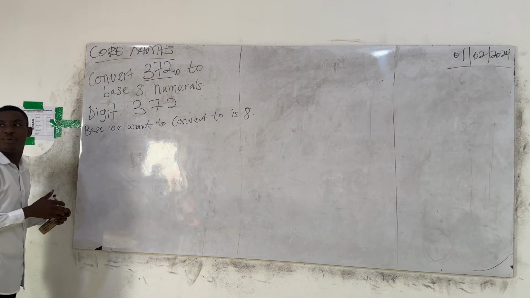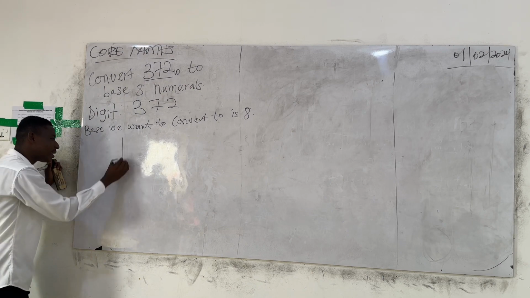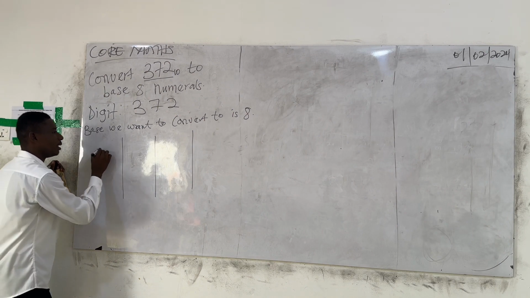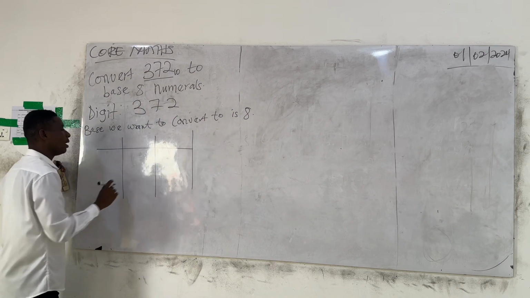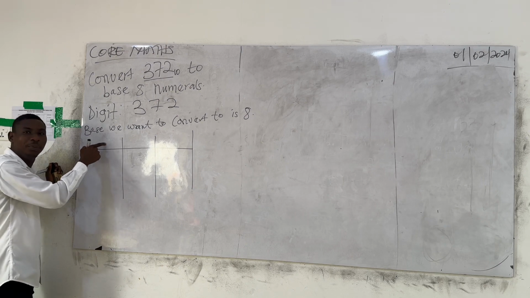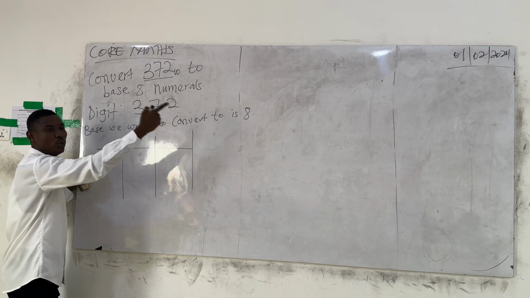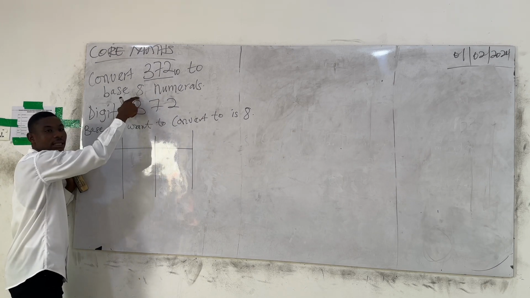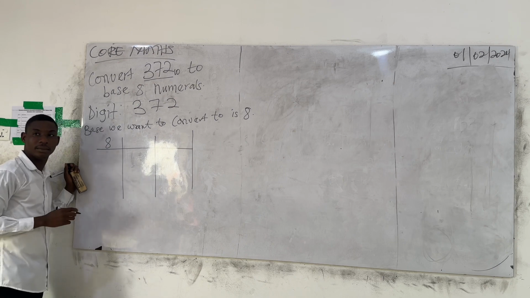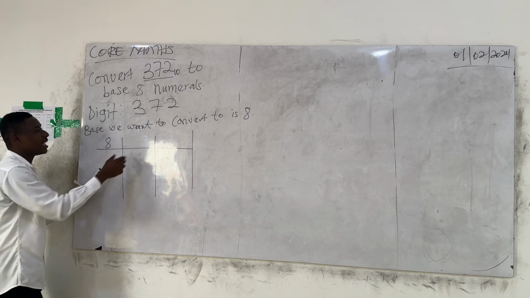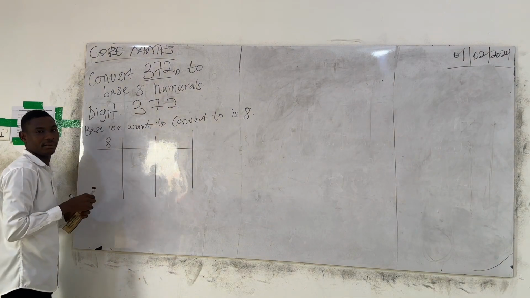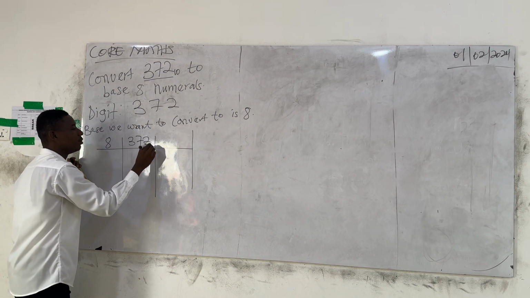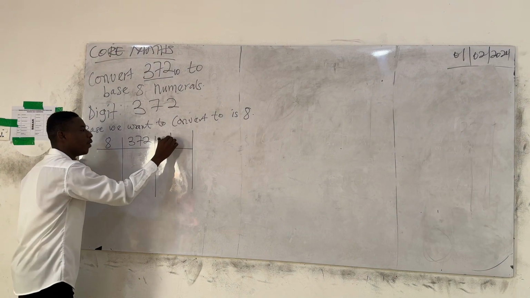Now you move to step 2. Step 2, you have to create a column, 3 columns. So this is my 3 columns. Now the first column should be the base that you want to convert into. So in this case, we want to convert the 372 base 10 into which base? 8. So here will be 8. Now the second column becomes the digits. And what's our digits here? 372. Then the last column is for what? The remainder.